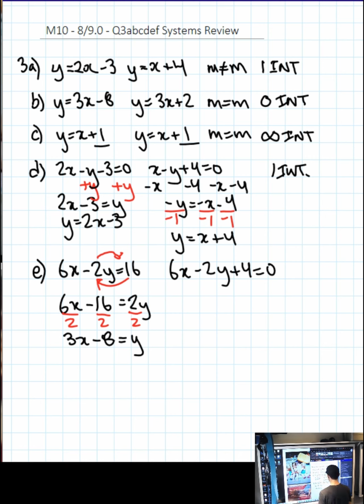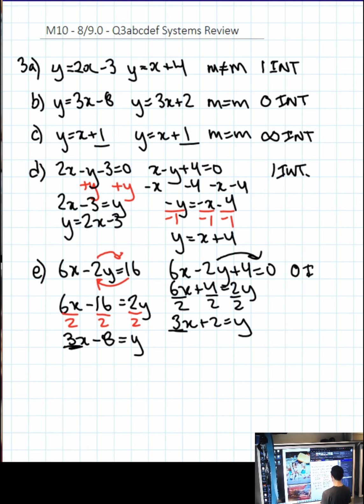So we're going to do the same thing. We're going to bring the negative 2y over to that side by adding 2y to both sides. So we're going to have 6x plus 4 equals 2y. Then we're going to divide both sides by 2. And we get 3x plus 2 equals y. Again, it's in y equals mx plus b form, but it's mirrored. So we have the same slope and different y-intercepts. Therefore, these lines are parallel, and we have 0 intersections.